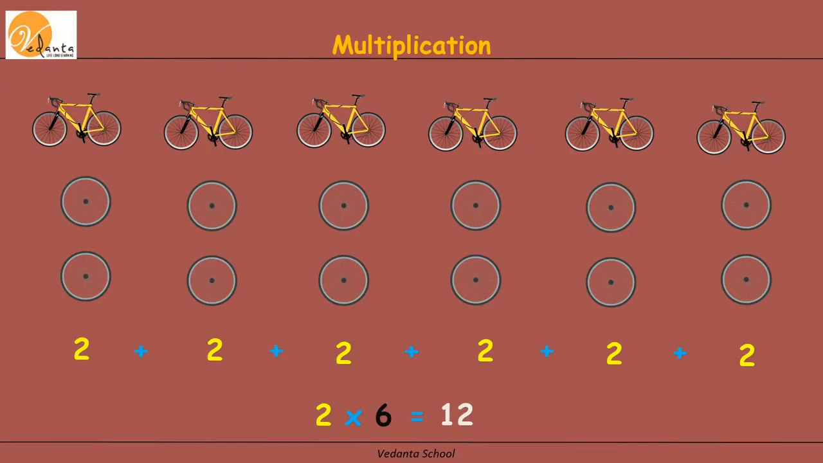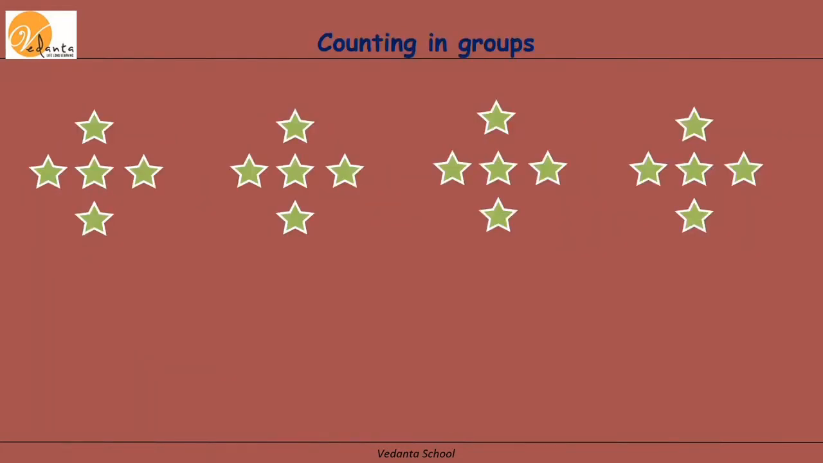Wonderful job, kids. One another place where you can use multiplication is when you want to count in groups. If you notice carefully, kids, each and every group has the same number of stars. That is why we are using multiplication. And the trick here is, first you just have to see how many objects are there in each group. Each group has, yes, 5 stars and you have to multiply.